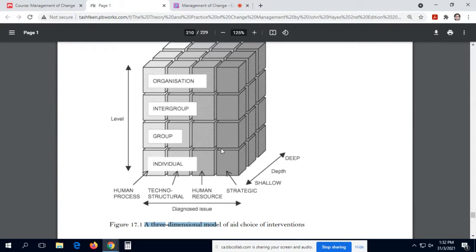So they just have 3 dimensions. You just want to make note of that. One is here on the left hand side, one is in the bottom. Whatever they say, you just read that, and then you go in the depth, how shallow or how deep it is, how deep you want to go in the intervention.